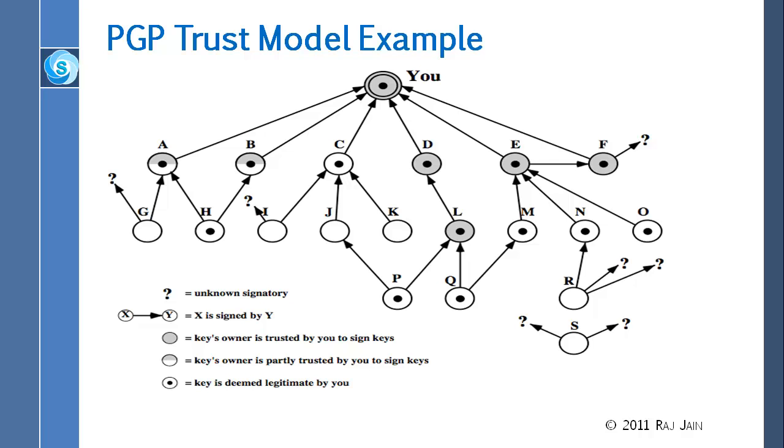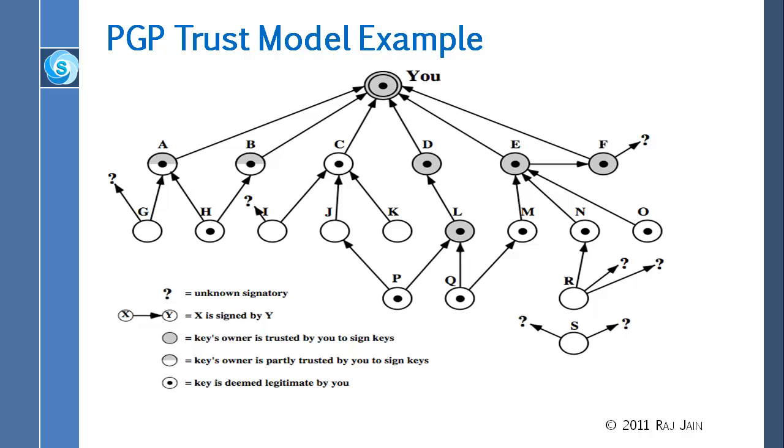First of all, M is certified by E. So we trust M, because we trust the certificate issued by E. We trust M, but we don't fully trust the certificate issued by M. Here, we trust A. Now, it doesn't say who gave the certificate to A. Somehow we trust A, but only half, for signing the keys.